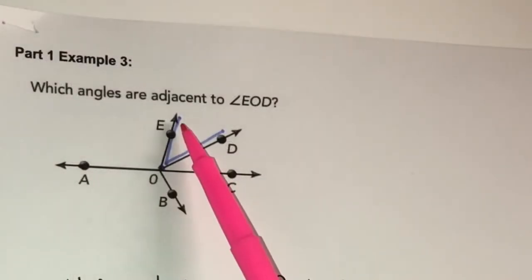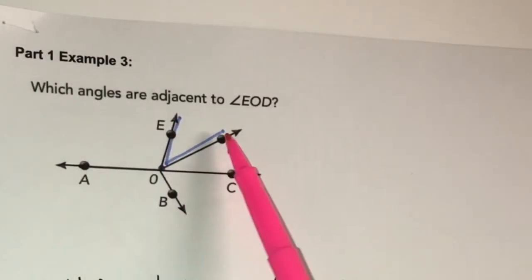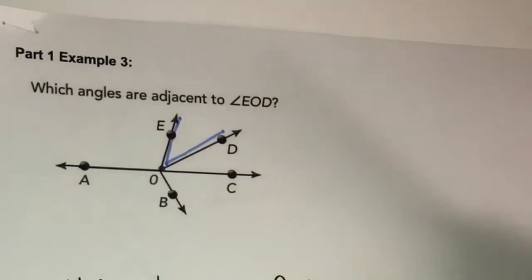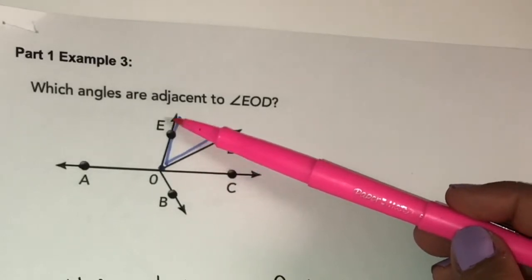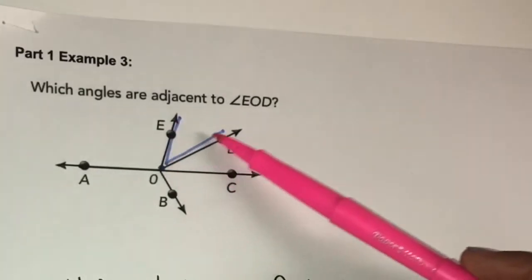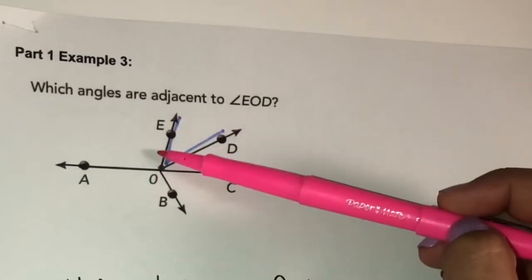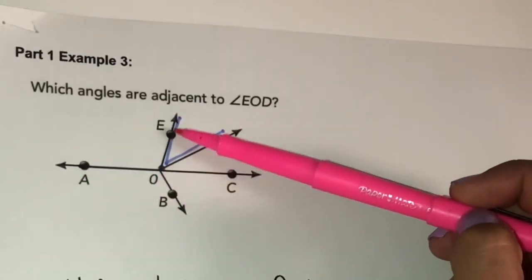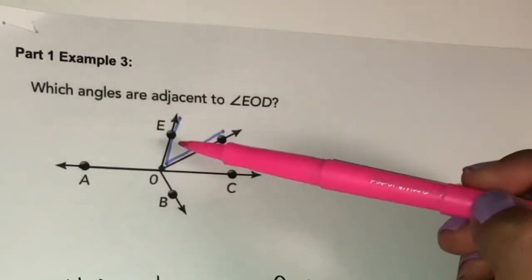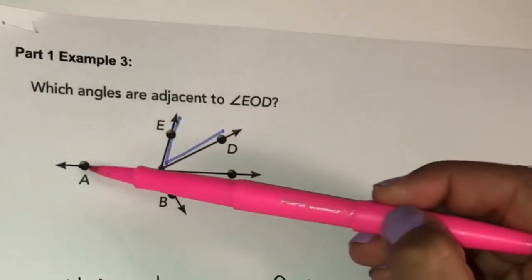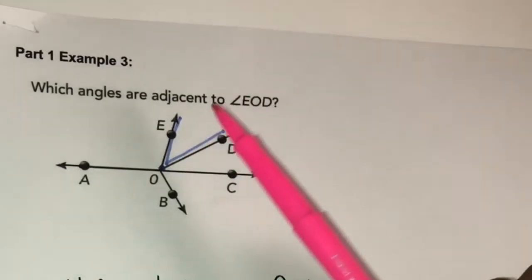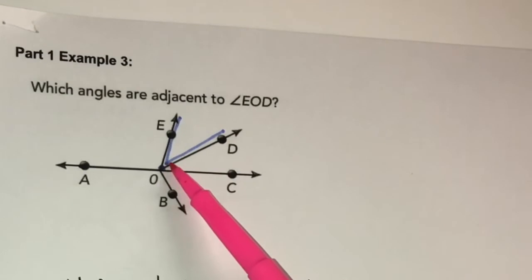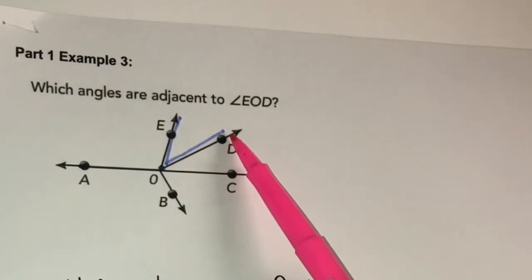So, this is the angle EOD. So there are only two sides to this angle, right? So any adjacent angles to this angle either have to share this side or they have to share this side. So let's start with this side. Well, this angle right here shares the same vertex and shares a side, so it would be angle EOA. Now if we look at the other side, here's the vertex. This is the side that the angle has to share, so it would be angle DOC.